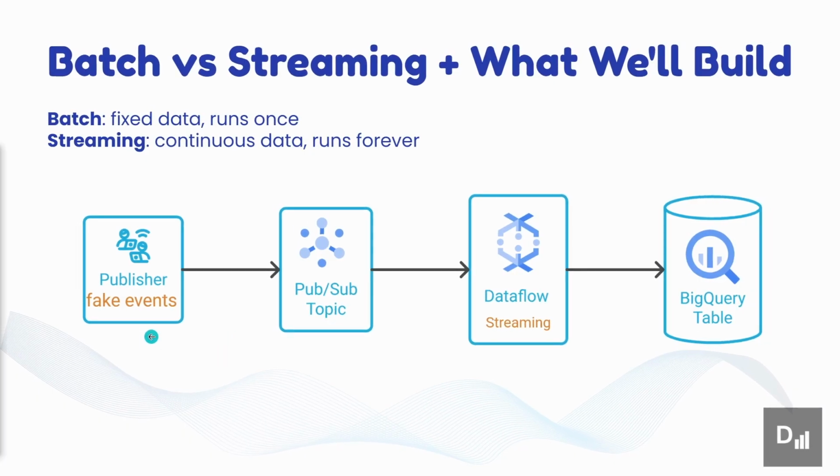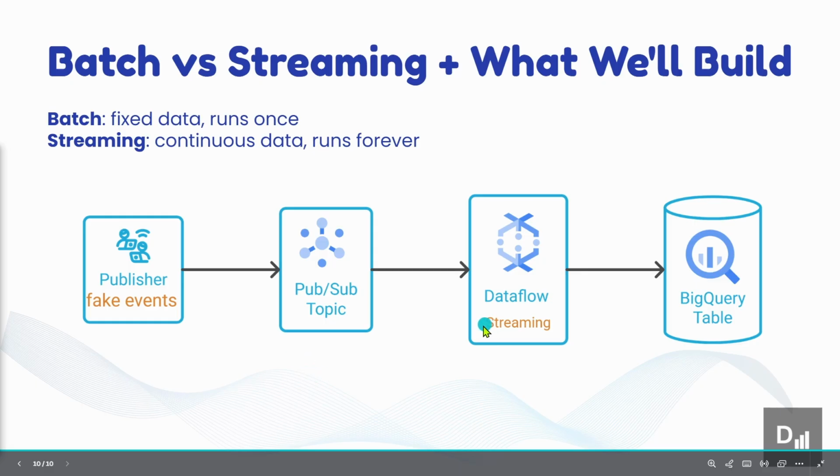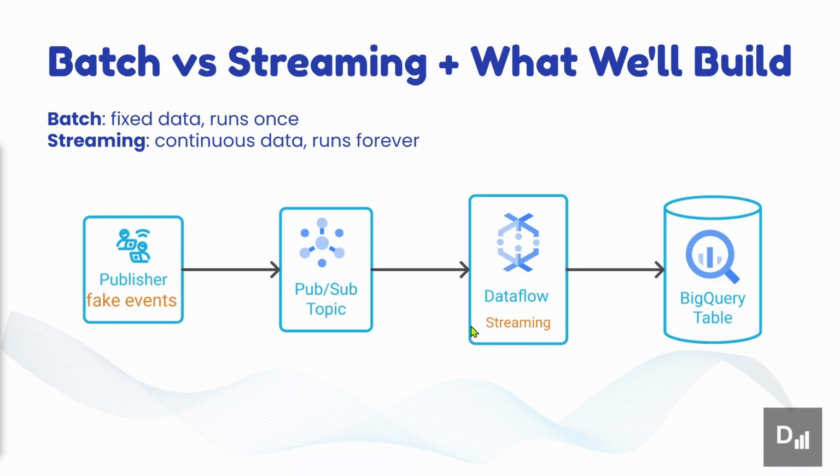A publisher will send a fake event message to PubSub. Dataflow will read those messages as they arrive. Then it will write them into BigQuery. All of this happens near real time. Let's build it.